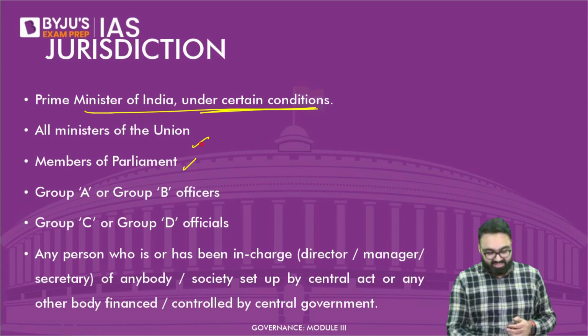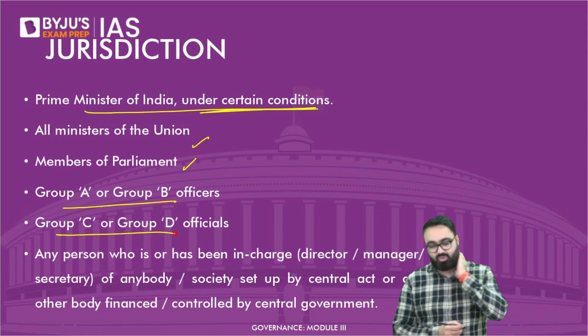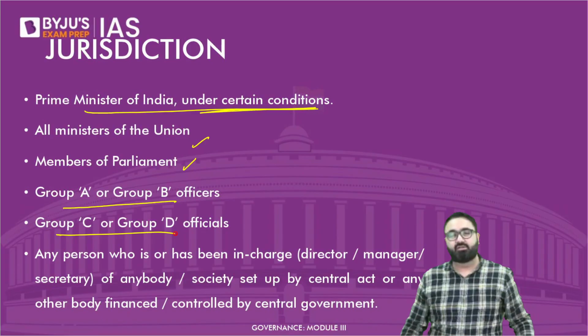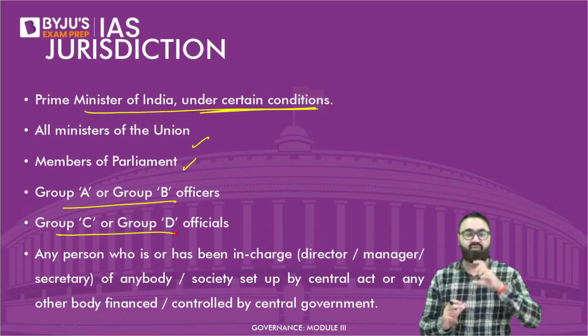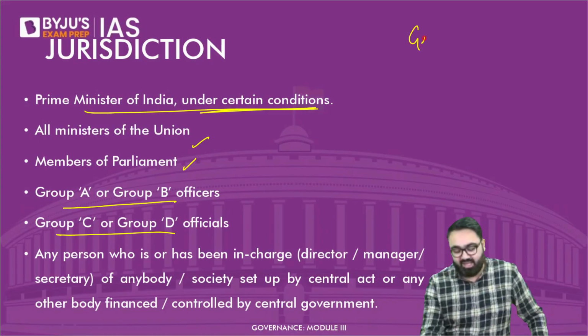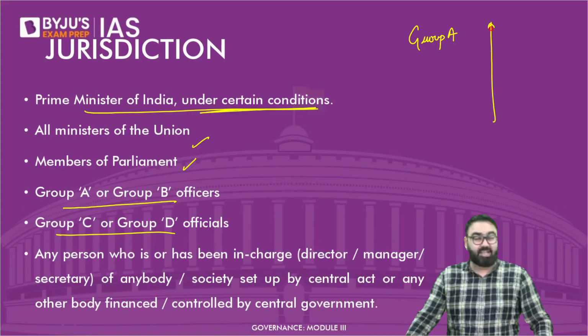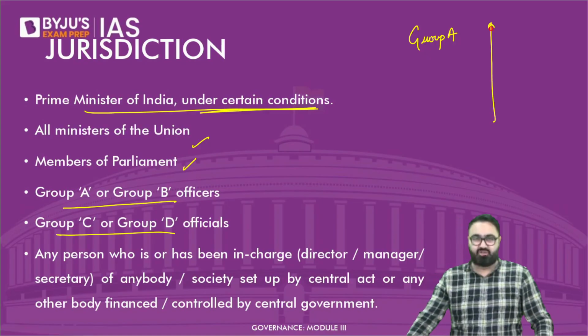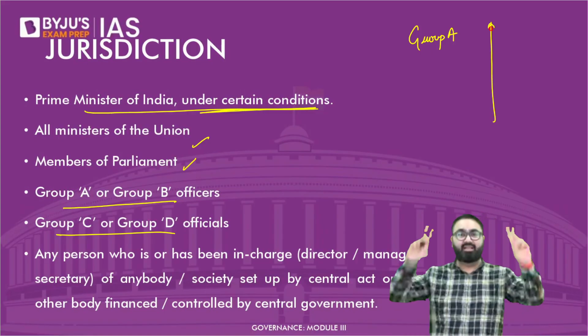Group A, B, C, D officials can also be investigated. I hope you know what Group A, B, C, D are. When you join, government servants or government officers are clubbed in different groups. Group A means the highest. If you join as a civil servant, an IAS, IPS, IRS or IFS officer, you will be a part of Group A. Remember, you call these gazetted officers.